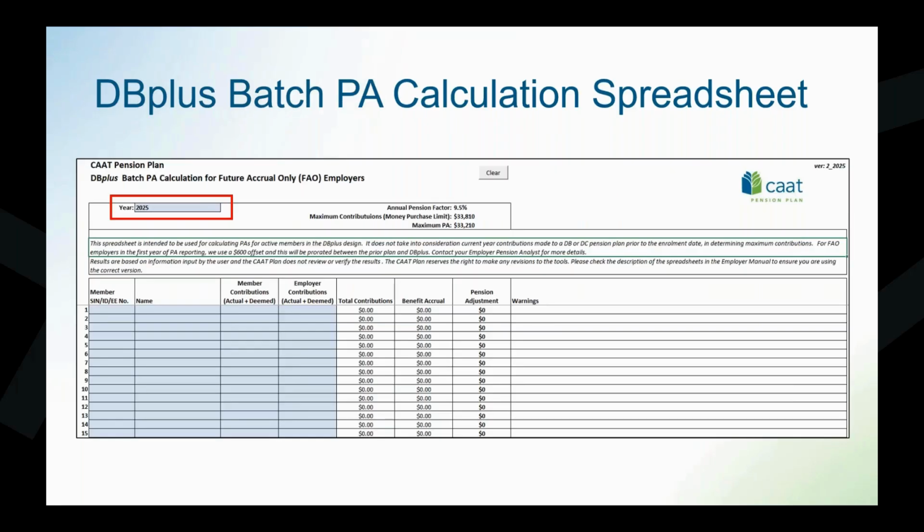At the top of the page, enter the pension adjustment year, then enter the member's ID, name, and the total member and employer contributions for the year. The tool will then calculate the pension adjustment amount. The spreadsheet will be updated for 2026 in the coming weeks and should be used for any retirements or terminations that occur in January 2026 onwards.